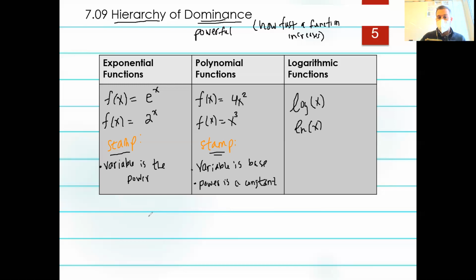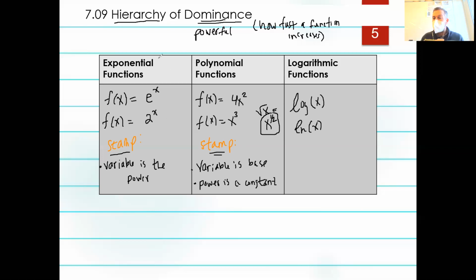Now, some things that we should also note here, there are some exceptions, like square root of x. Remember, square root of x is actually x to the 1/2 power. So if I need to rewrite square roots as an exponent, then I can see I have a variable as my base and a power that is constant. That is a constant 1/2, that's not changing. So therefore, that would also be a polynomial function.